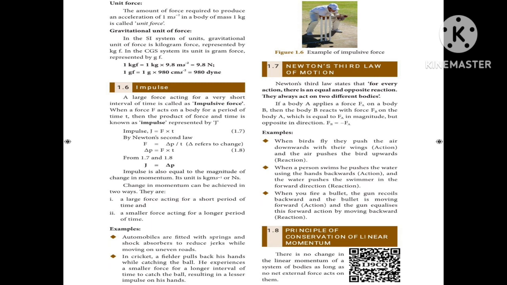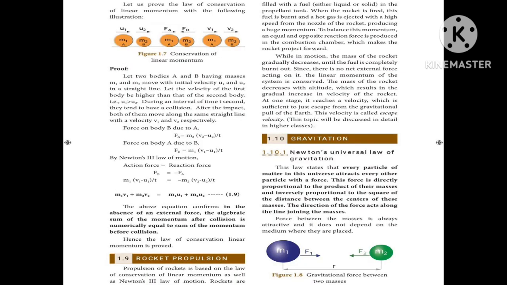Principle of conservation of linear momentum. There is no change in the linear momentum of a system of bodies as long as no net external force acts on them. Let two bodies A and B having masses m1 and m2 move with initial velocities u1 and u2 in a straight line. Let the velocity of the first body be higher than that of the second body, that is, u1 greater than u2. During an interval of time t seconds, they collide. After the impact, both of them move along the same straight line with velocities v1 and v2 respectively.